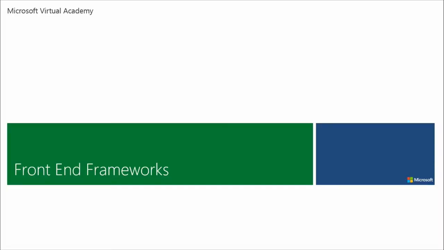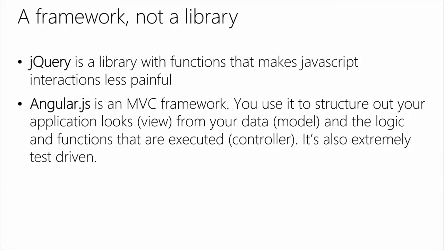So let's go in and talk about front-end frameworks and what they are. A lot of these front-end frameworks build the single-page applications that we just talked about. So a framework is something that will actually structure out your application, such as Angular. Whereas there are libraries like jQuery that have a lot of useful functions that make JavaScript a little bit easier to manipulate, to give you a lot of helper functions, and basically make your JavaScript interactions less painful.